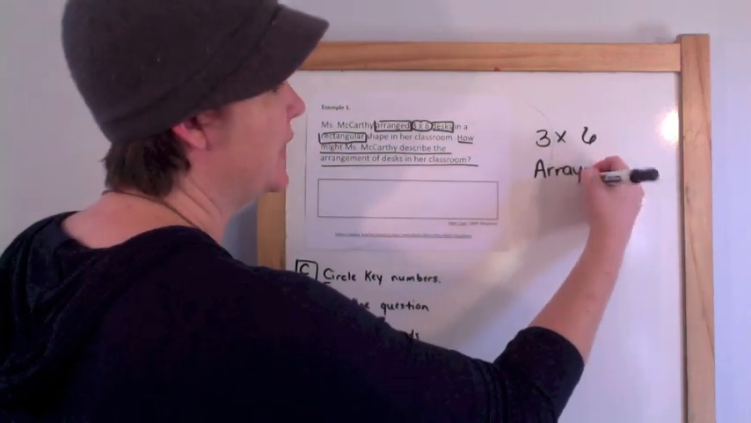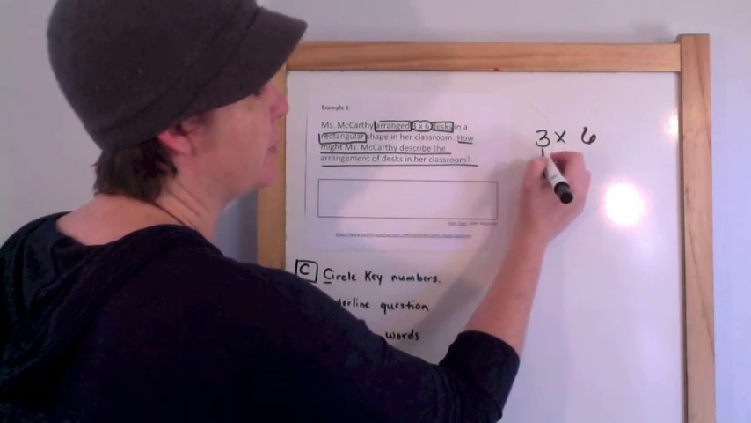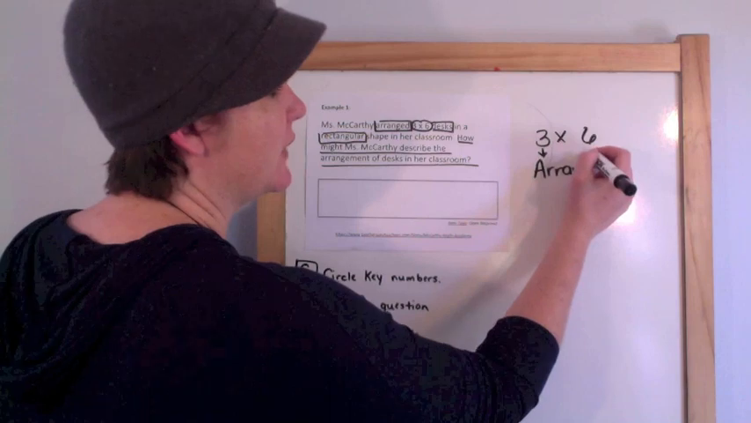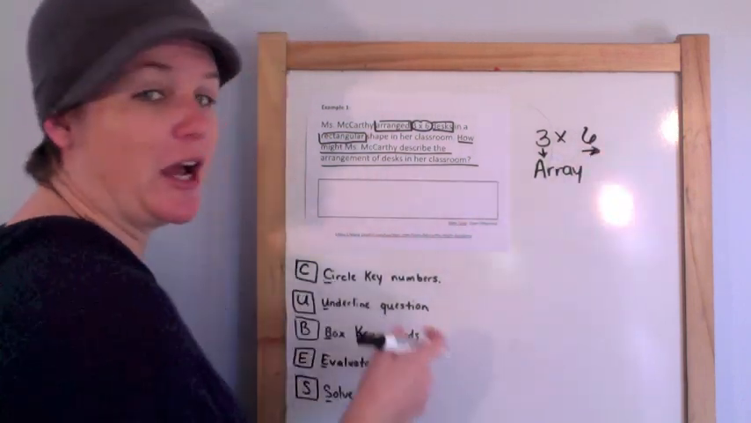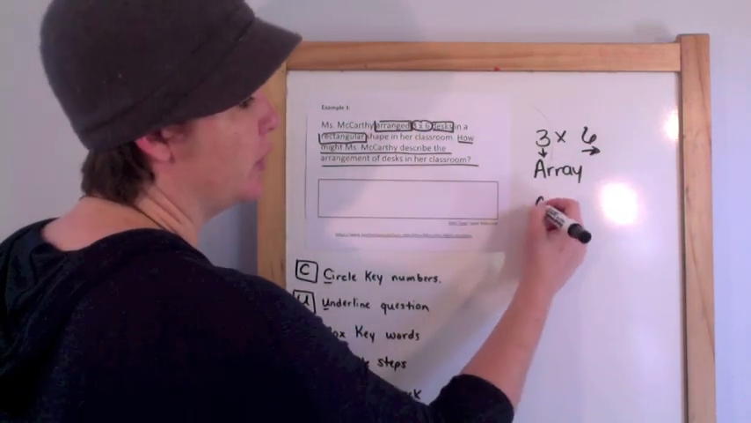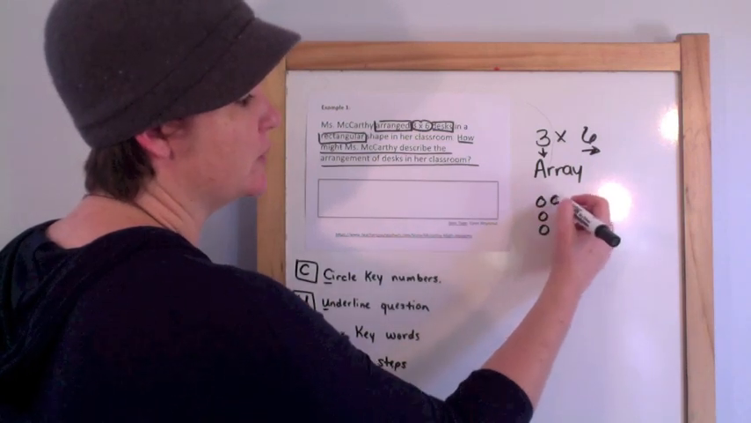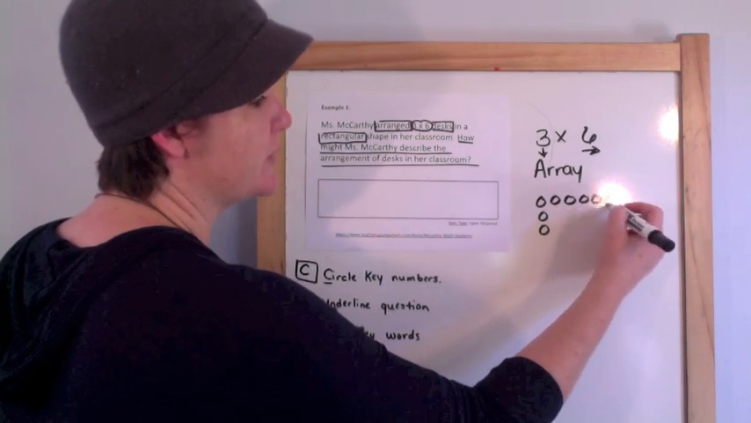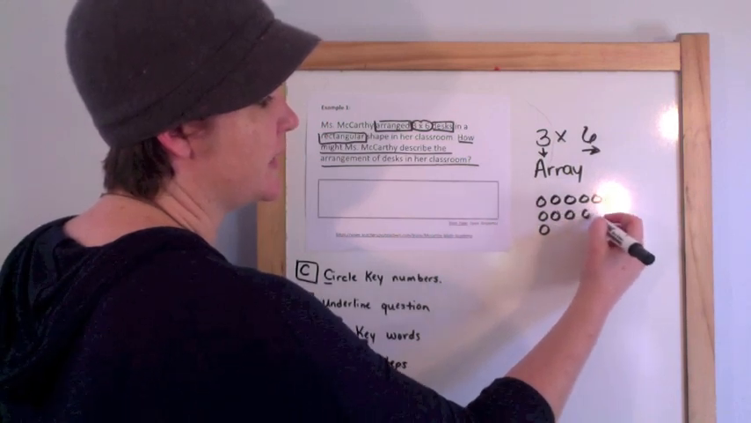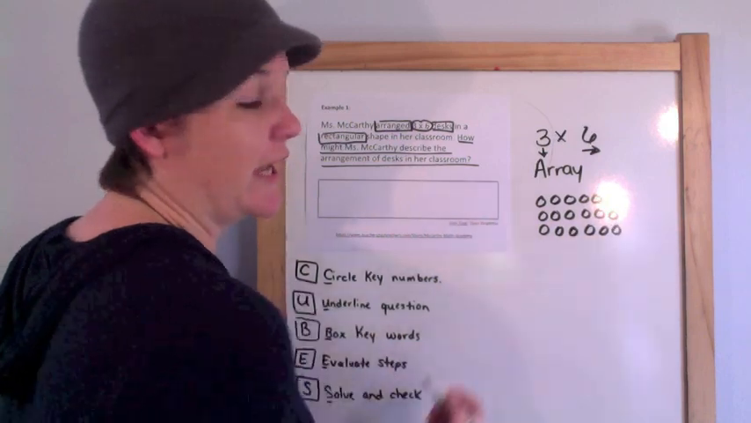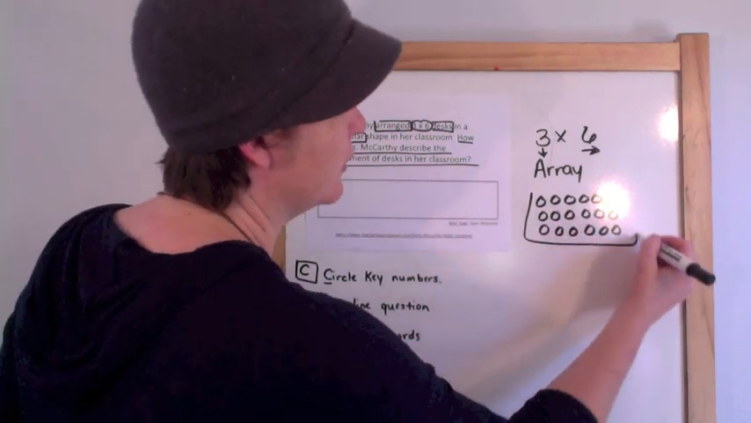Okay, and with arrays, the first factor, the 3, would be how many are going down. And the second factor, the 6, would be how many are going across. So we would have 1, 2, 3 going down. Already have 1, 2, 3, 4, 5, 6, making sure it's nice and even. And if you do it right, it should look like a rectangle.